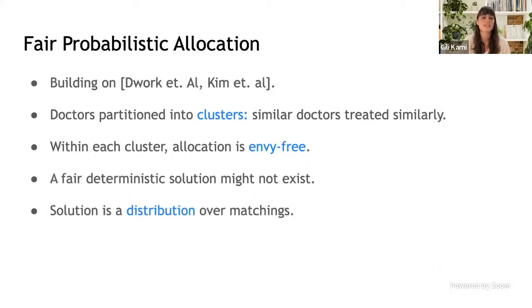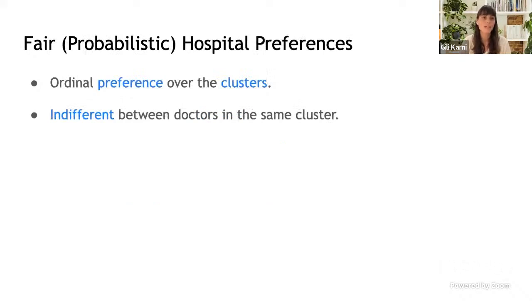The problem is that since the number of hospitals is limited, a deterministic fair matching might not exist. Suppose there are only two similar doctors and they rank the same hospital first. Since they cannot both be matched to it, any deterministic matching is unfair to one of them. This can be solved by matching each of them to this hospital with probability half. Thus, we would like to find a probabilistic allocation, that is, a distribution over matchings, and our fairness and stability requirements are a priori. Next, I will present our definition for fair hospital preferences.